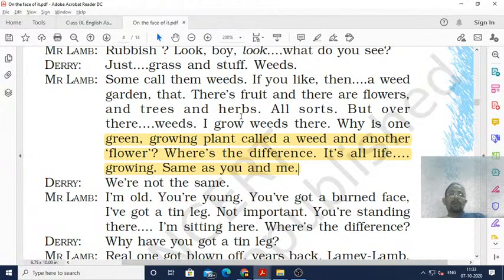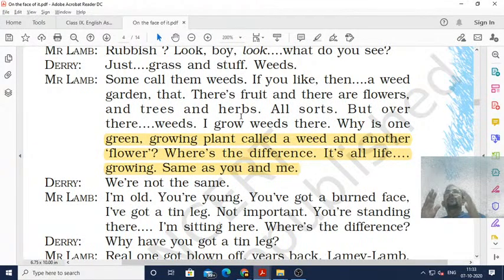Weeds are also green growing plants. But why do some people call it a weed and another a flower? What is the difference? It's all life, growing, same as you and me. Weeds are also growing, flowers are also growing. So this is the magic of life.